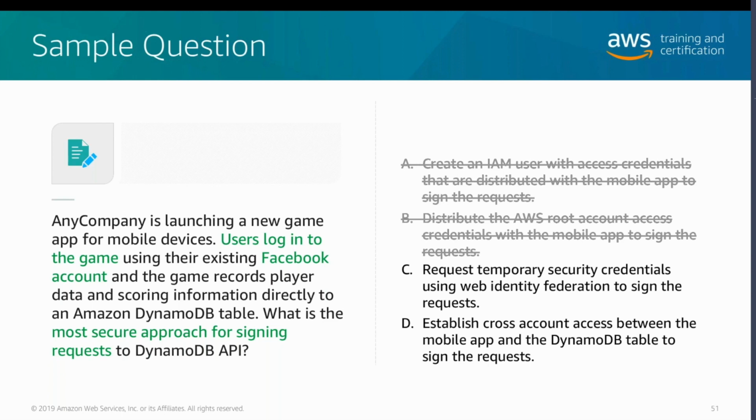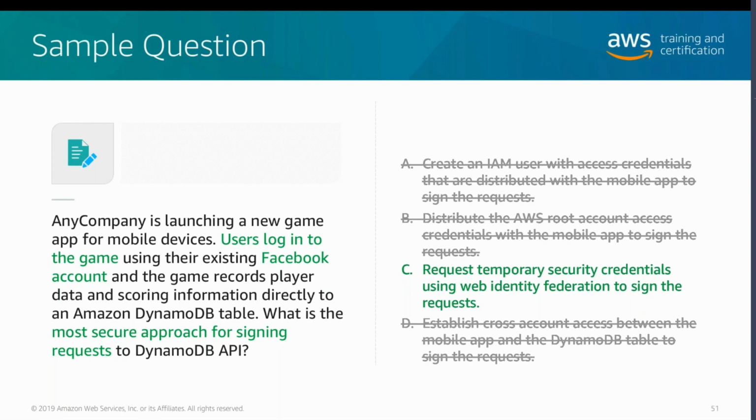And let's look at D, establish cross-account access between the mobile app and the DynamoDB table to assign the request. And no, that won't work either. That means the user has to have their own AWS account for that to work, and we can't require every user that's using our application to have their own Amazon Web Services account. So C is the best answer here.